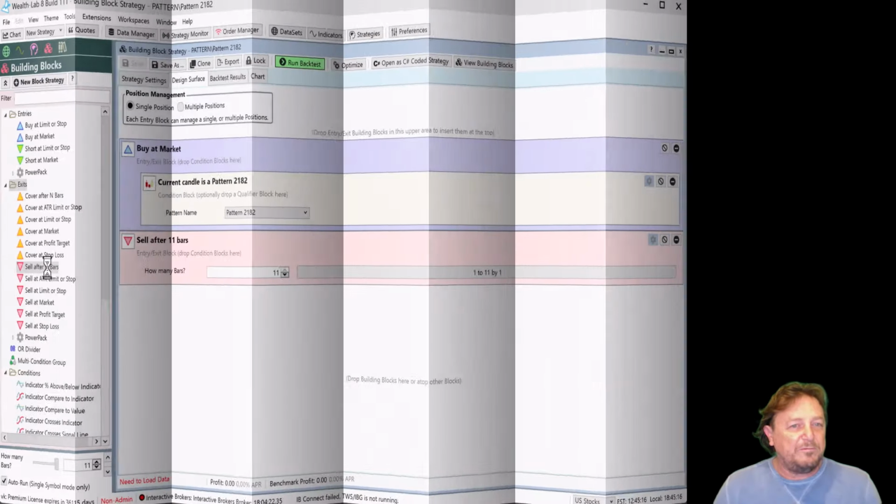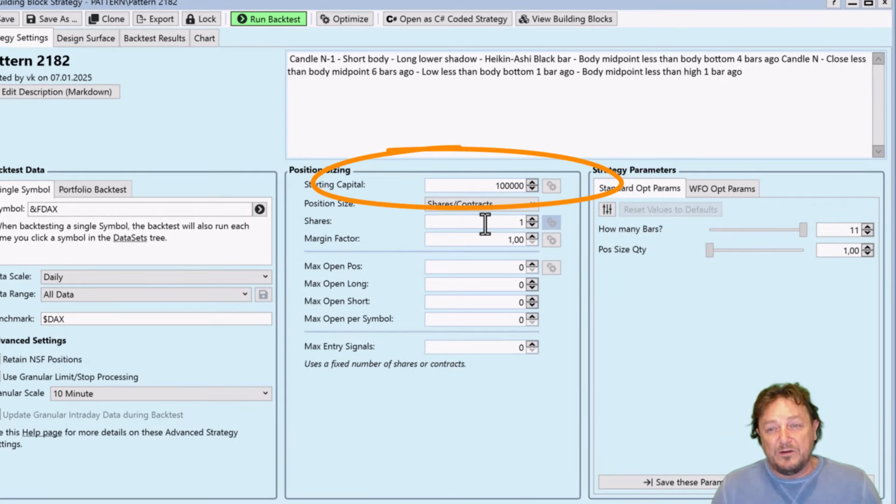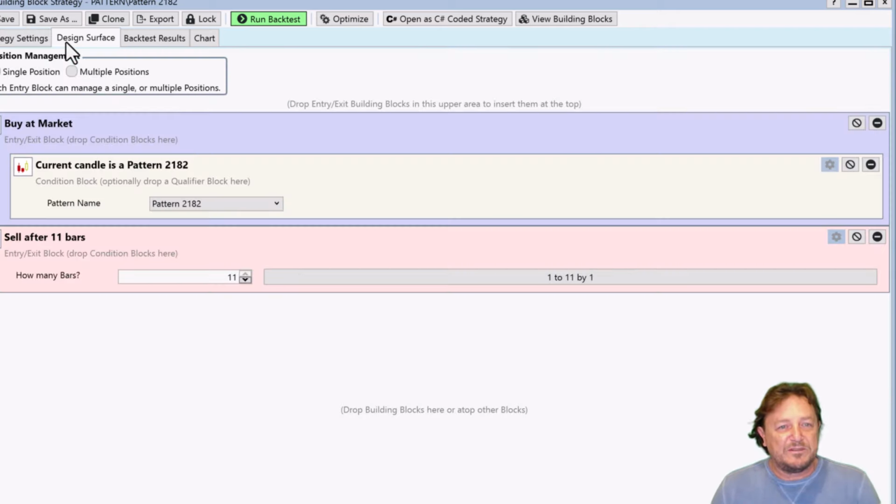Here's the first one. Let me see the money management settings exactly. I start with 100,000 euros, and I only trade one contract. That's important, one contract. It's on the FDAX, and I use all data. We'll see the difference in a little while. And in the design service, it's actually easy.